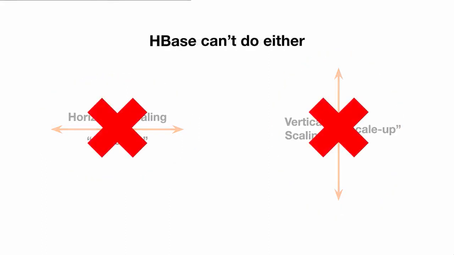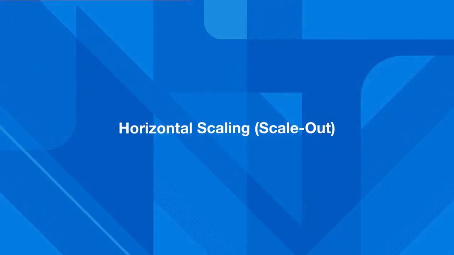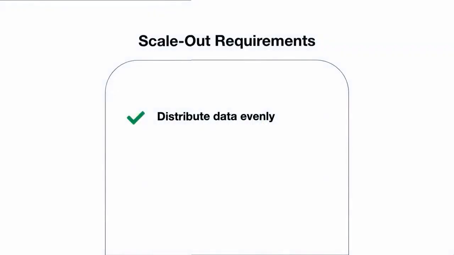So now I'm going to focus on these specific two aspects, horizontal and vertical scaling, understanding what HBase couldn't do that Osiris can. I want to focus mainly today on horizontal scaling, or scaling out. Part of the requirements for scaling out a database of this size is we need to actually distribute our data evenly across the cluster.